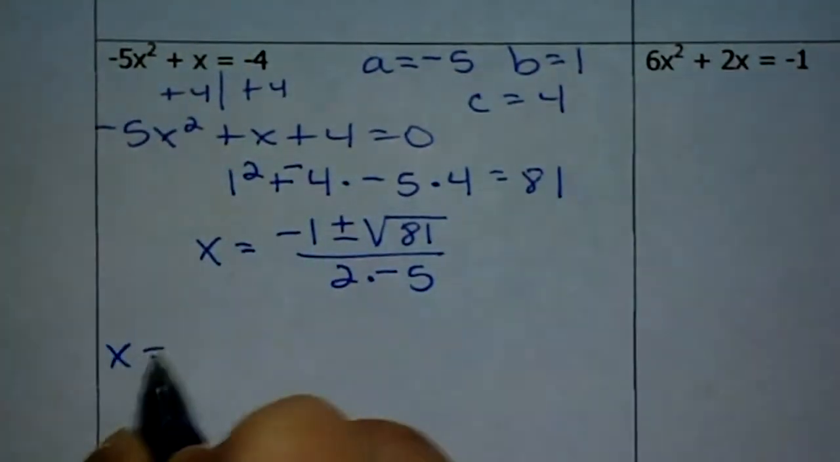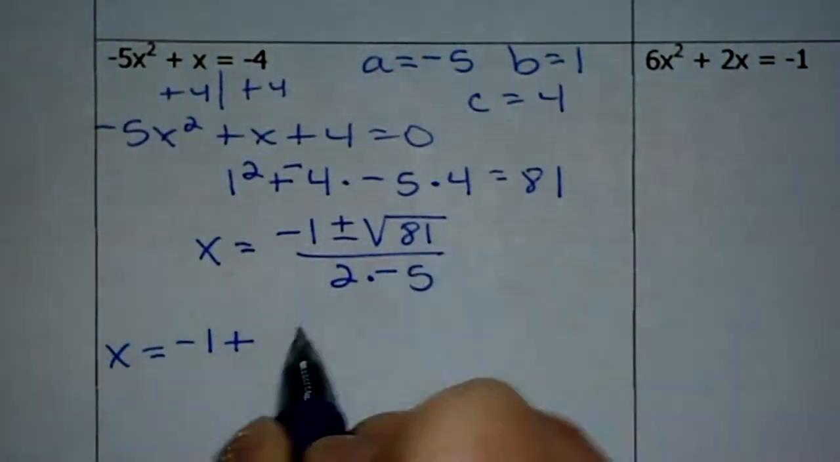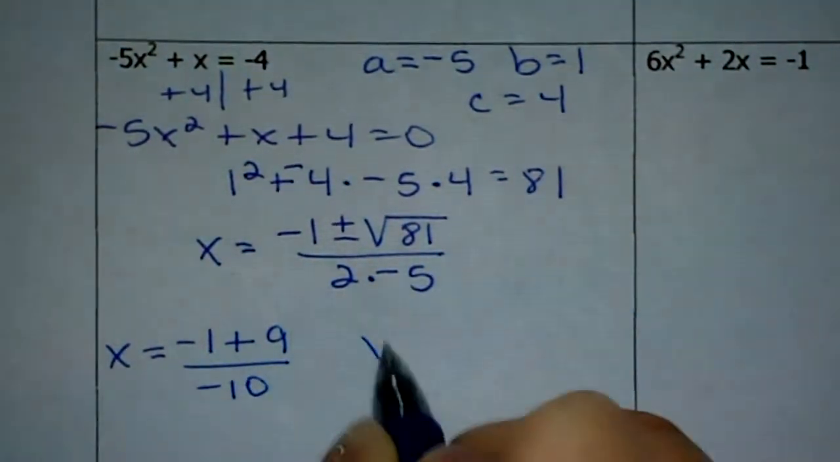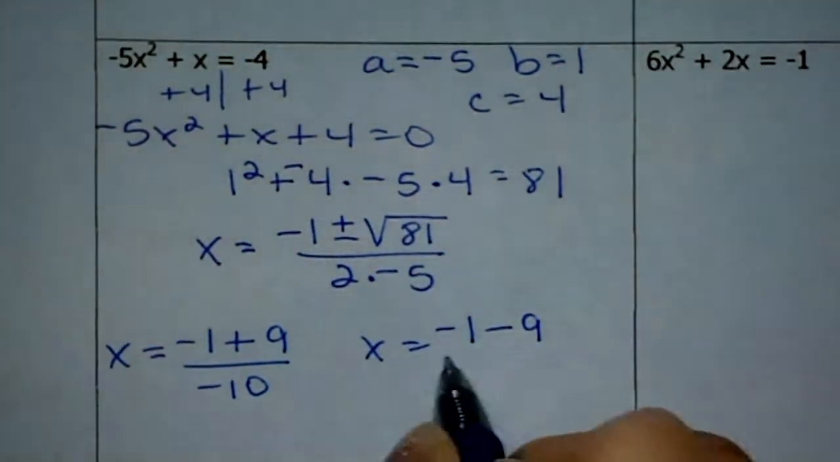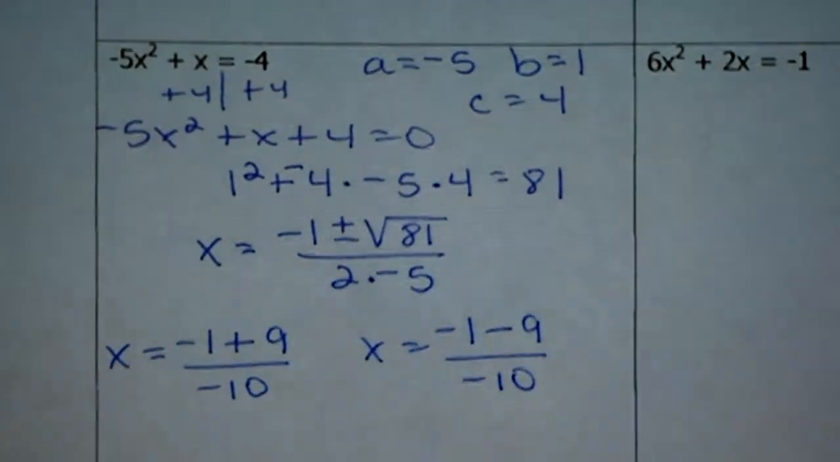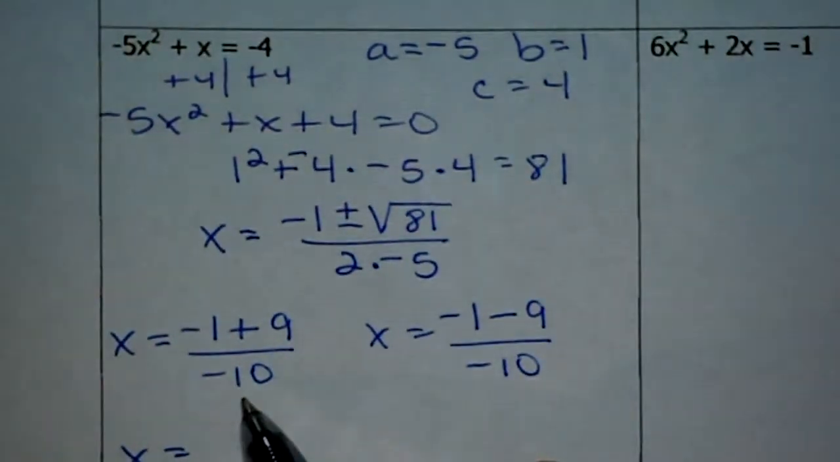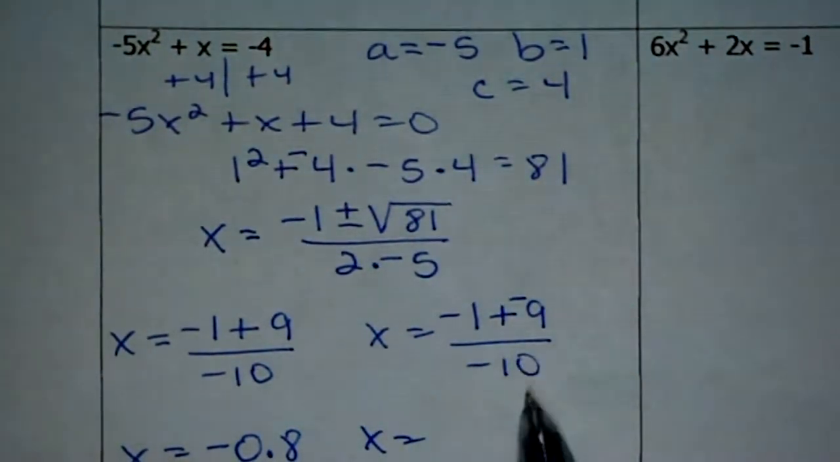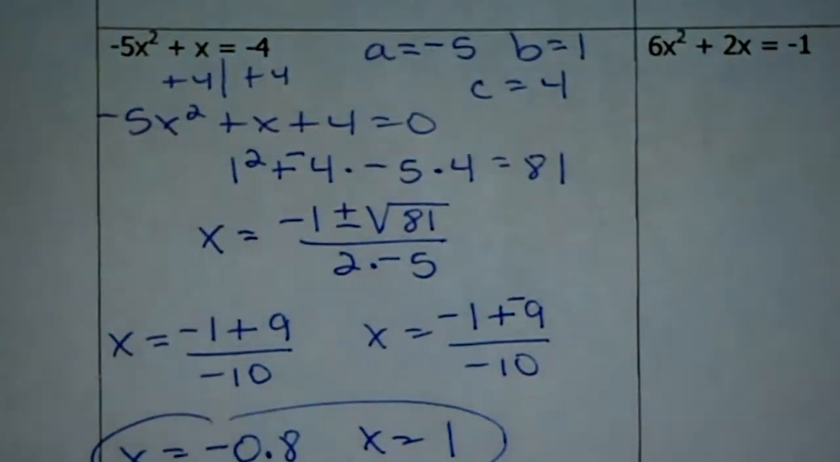Alright, so x can be equal to negative 1 plus the square root of 81, a nice exact number, it's 9, divided by 2 times negative 5 is negative 10. x can also be equal to negative 1 minus the square root of 81 over negative 10. So now we're just going to simplify these. Negative 1 plus 9 is 8, and 8 divided by negative 10 is negative 8/10. Negative 1 plus negative 9 is negative 10, and negative 10 divided by negative 10 is 1. So now we have our 2 answers.